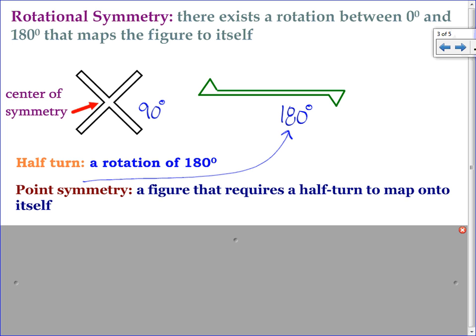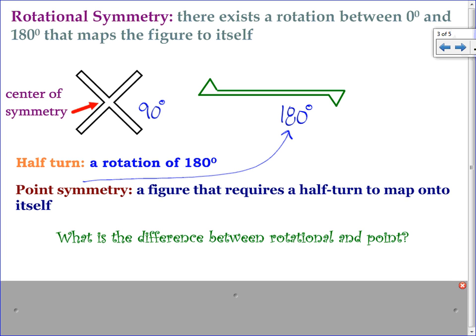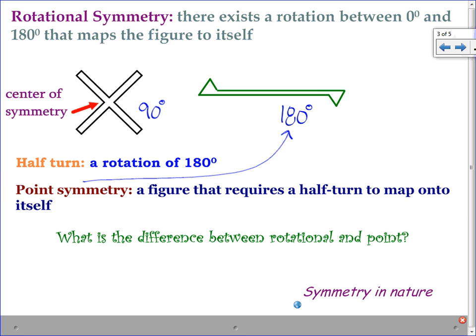So when you see that in the book, and they're asking, is there point symmetry on this object? They want to know, is 180 degrees one of the turns that you can make? Some are yes and some are no. So rotational symmetry is going to be anything between 0 degrees and 180 degrees. Point symmetry is specifically 180 degrees. It just has a special name.